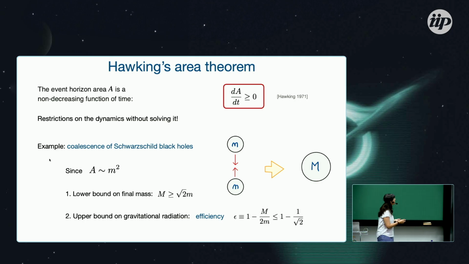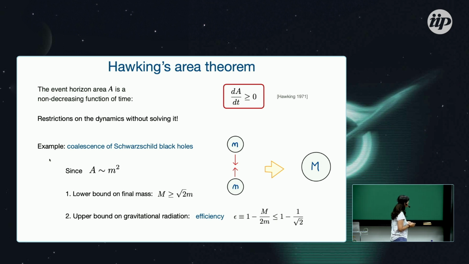And so the most famous result in this direction is surely the area theorem by Hawking, which proves that the event horizon of a black hole is a non-decreasing function of time. And so this is a geometric constraint that is able to put restrictions on gravitational dynamics without actually needing to solve for the dynamics itself.